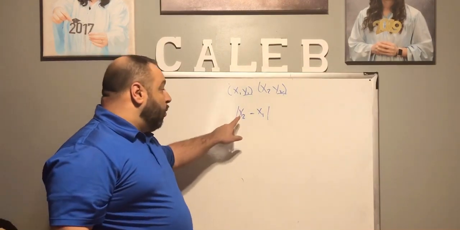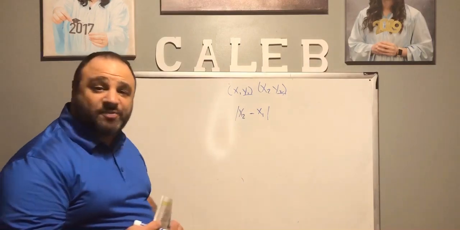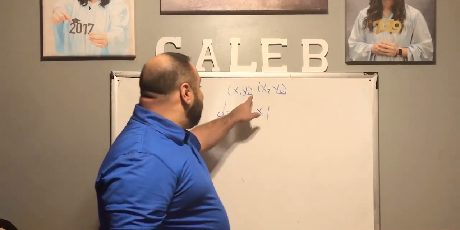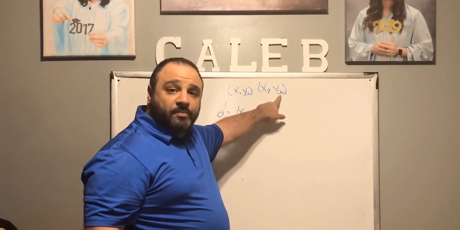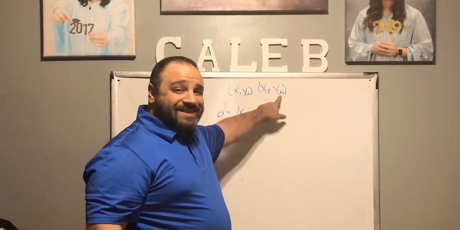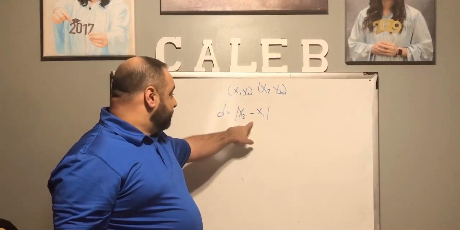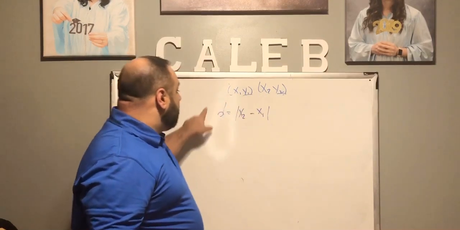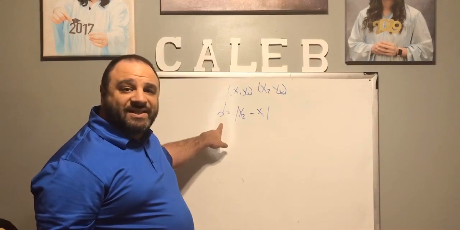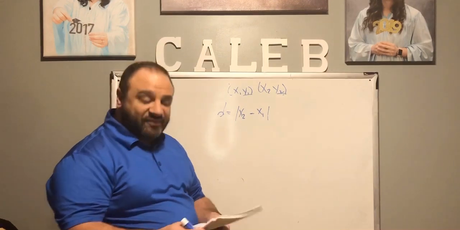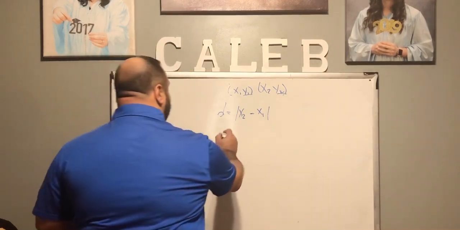So if I want to find the distance between 2 points and they have the same y, all I'm going to do is subtract the two abscissas. You'll see this in your book. You want to highlight that. That's the distance if we have the same y coordinate. Now, if we have the same x coordinate, what do you think it would be?